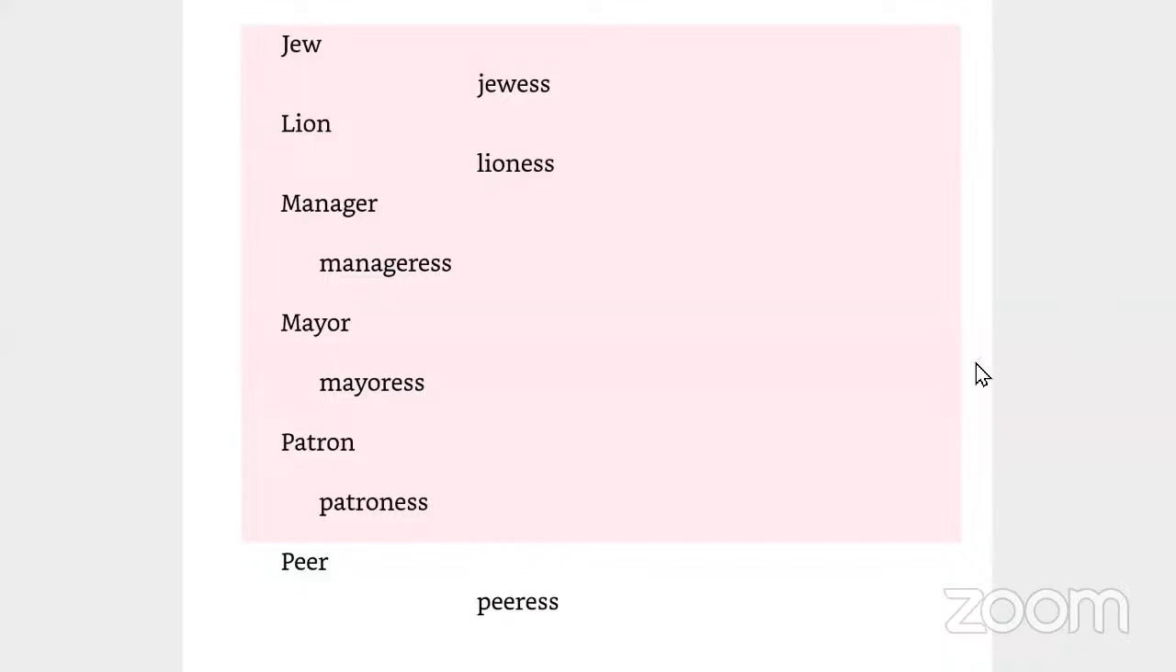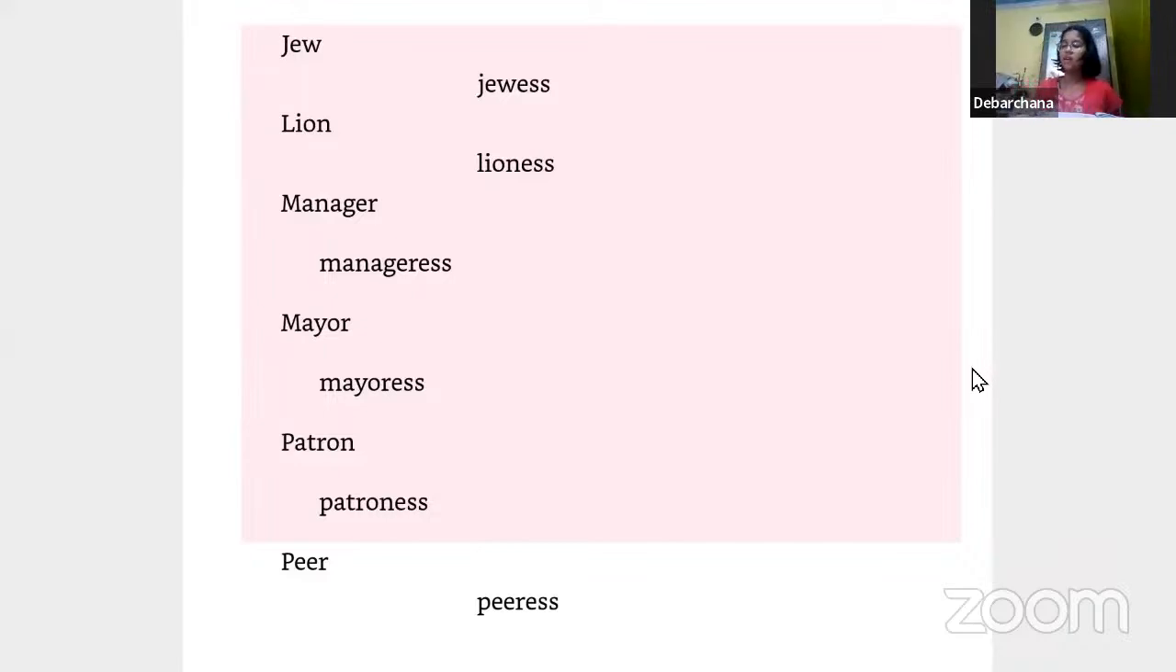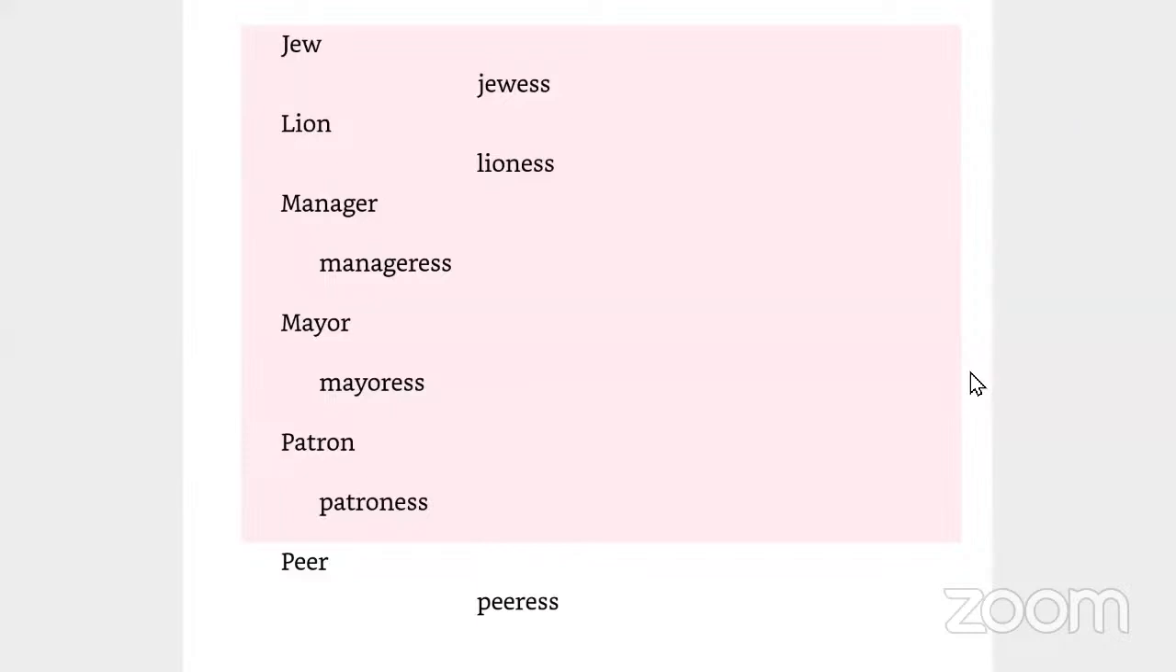Patron, who's a patron? Sir, a patron is a person who gives money and support to artists, musicians. Yes, very good. A patron is a person who supports financially any art, school, or charitable organization by donations or otherwise. It could also be a person who uses a restaurant or a service regularly and pays money for that. Okay, so patron, patroness, peer.